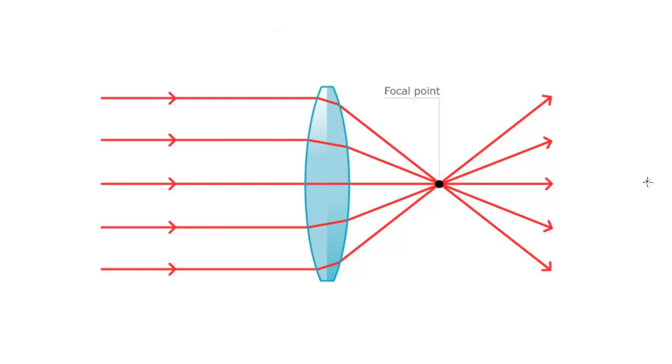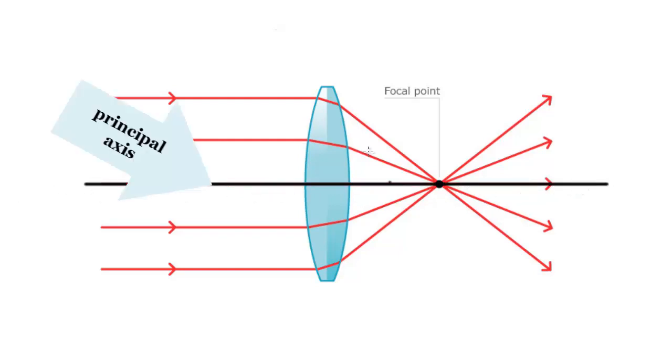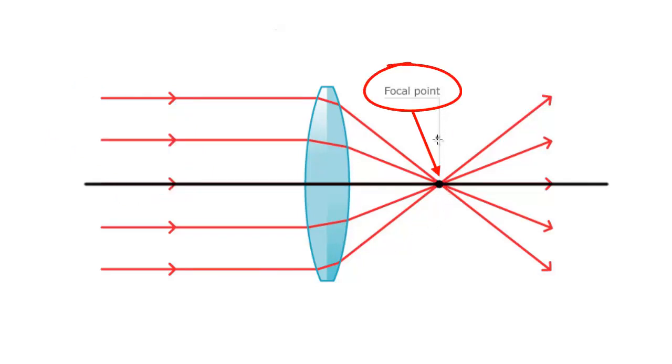Let's look at some important features of lenses. The first thing we want to look at is this thing called the principal axis. If you draw a line that goes right down the middle here through the lens, that's called the principal axis. And probably the most important feature of a lens is its focal point, and that's the place where, in the case of this lens, the converging lens, the parallel lights converge.